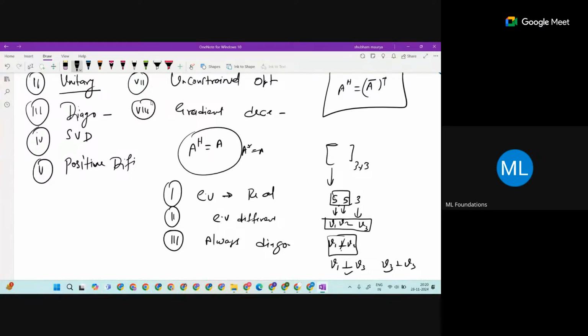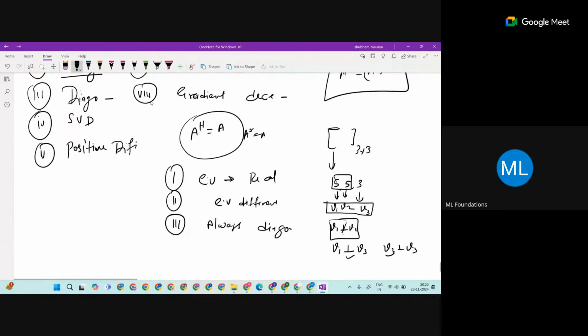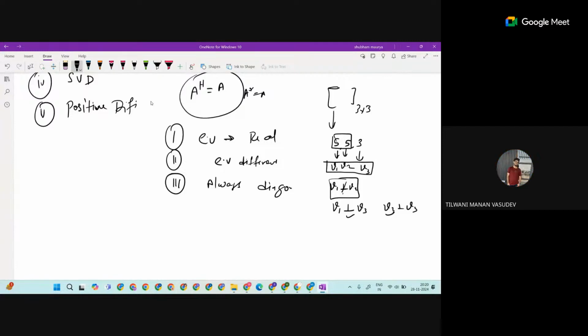So all of you please make this note. This is true. This is a property of a Hermitian matrix. And sir, all eigenvalues are real, right? For Hermitian, eigenvalues are going to be real.